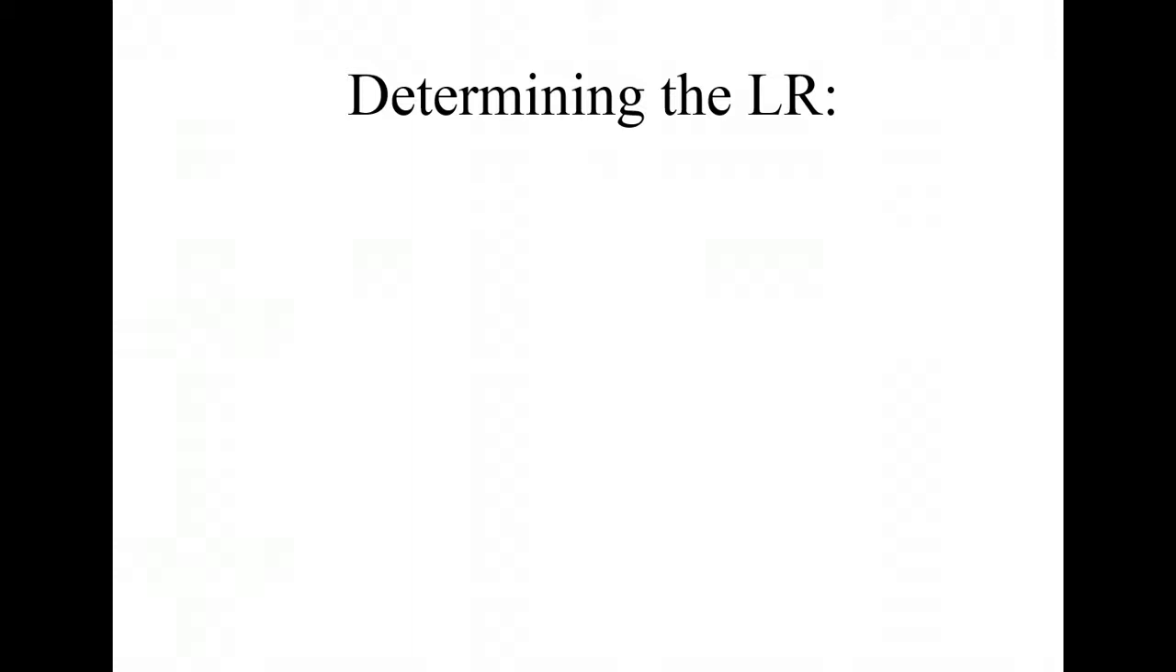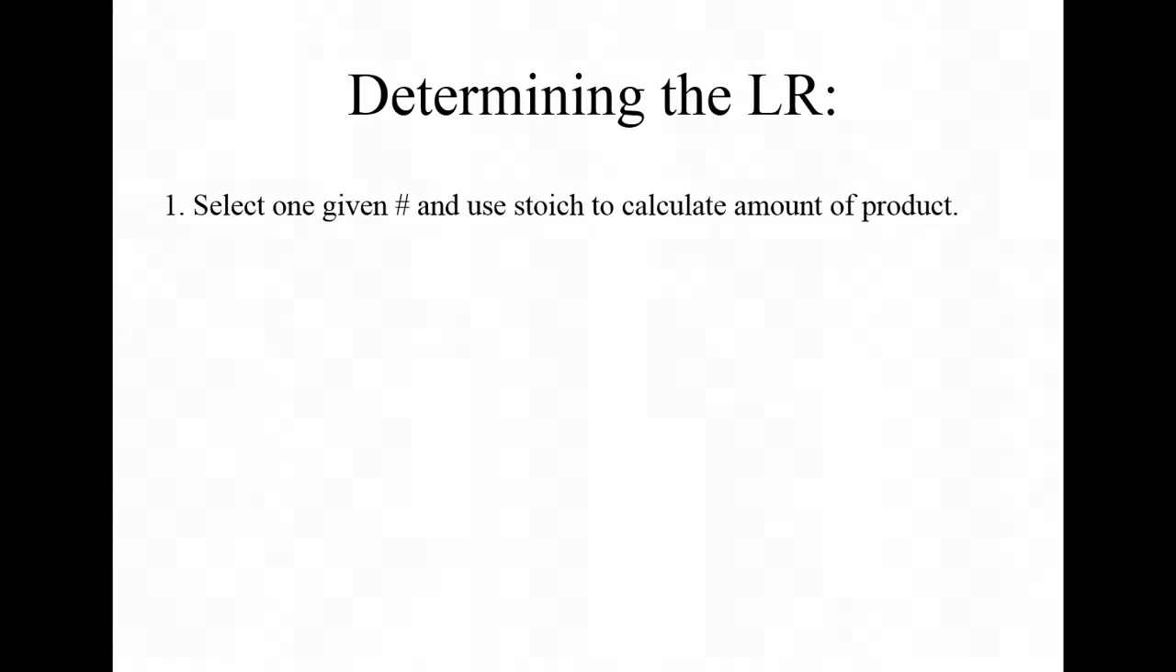Let's take a look at the steps used to determine the limiting reactant. Step 1. Select one of the given numbers and use stoichiometry to calculate amount of product. Remember, you'll be given 2 given numbers in the problem, so just select one. I tend to just pick the first one in the problem. Step 2. Repeat with the other given number. So essentially you'll be doing your stoichiometry twice. Once with one of the given pieces of information and a second time with the other piece of given information.